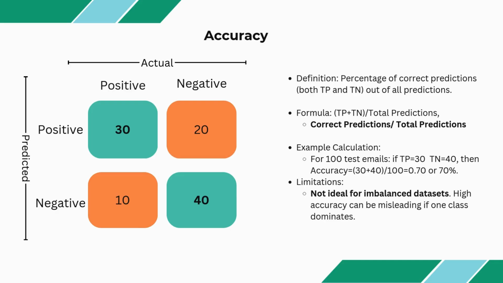In this example, out of 100 test emails, true positives were 30 and true negatives were 40. Then accuracy is 70 divided by 100, which is 0.7 or 70%. So this is what accuracy is all about. The limitation of this evaluation method is that it is not ideal for imbalanced datasets. High accuracy can be misleading if one class dominates.